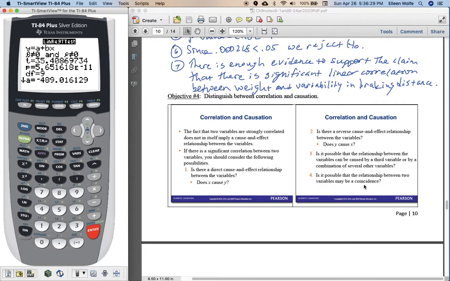Alrighty, so that's the end of all of section 9.1 through page 10 in the note packet.